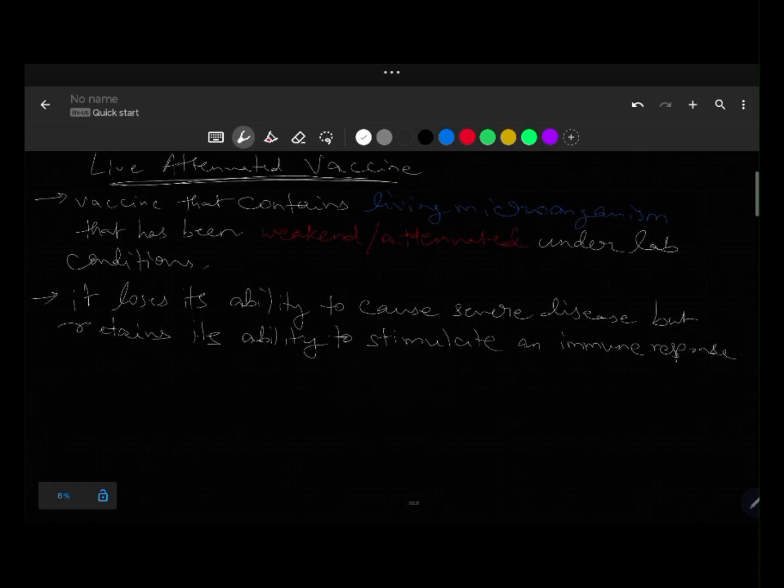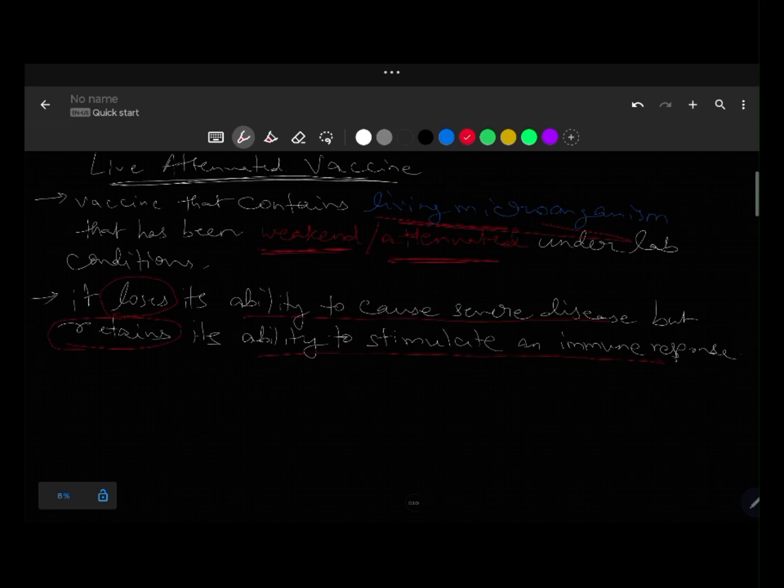So this is very important, that it is a vaccine which contains living organism, but what kind of living organism? That living organism is weakened or attenuated under laboratory conditions. So the organism has been weakened by external agencies in the lab, and the purpose is so that it loses its ability to cause severe disease, but at the same time it retains its ability to stimulate an immune response.